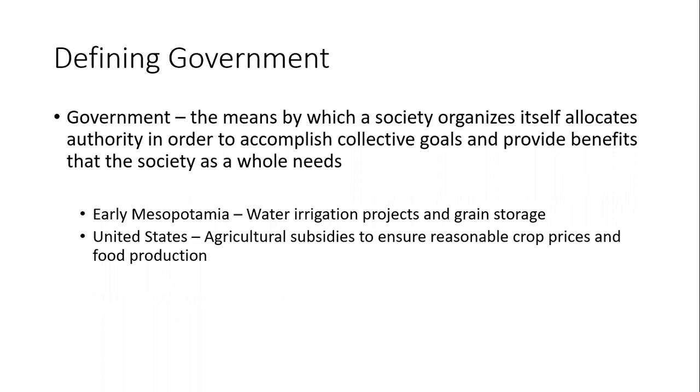If you go back to the earliest civilizations, we look at governments from a historical perspective, starting somewhere probably in Mesopotamia, where you had water irrigation systems that needed to be accomplished and grain storage that needed to be accomplished to ensure food supplies for the people that lived in those areas. And that was the job of the government, or that was the job of the king. And that's basically how governments came about.